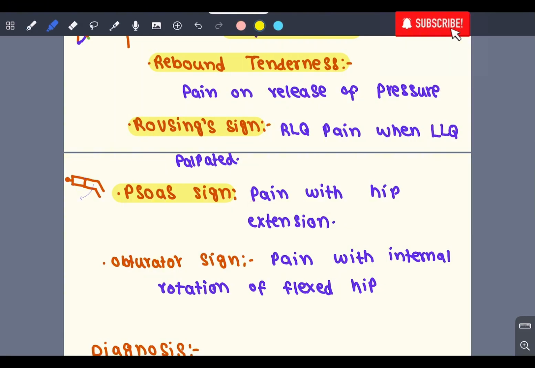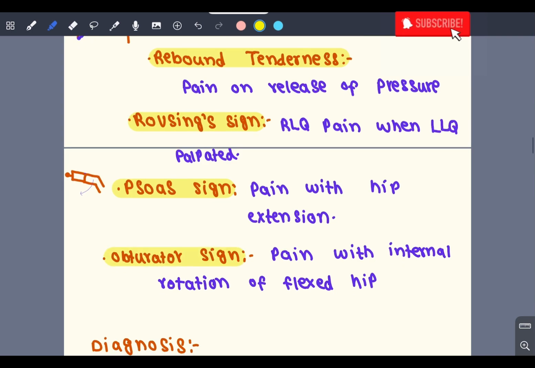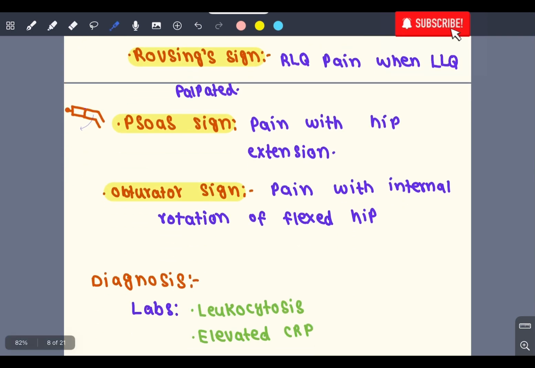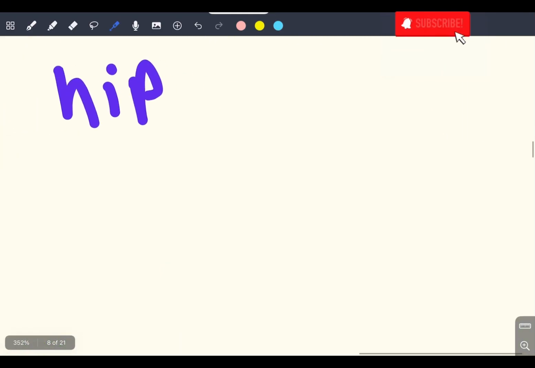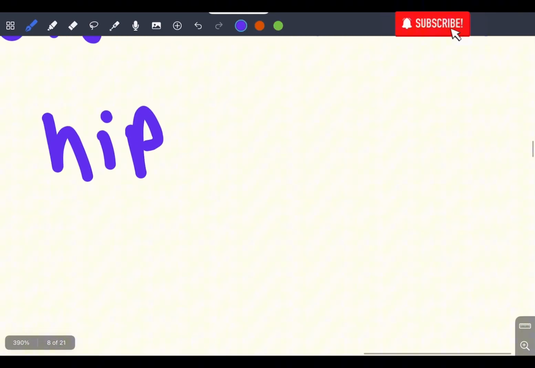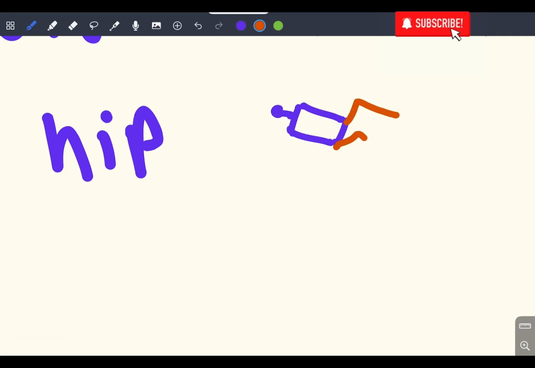Then we have another sign, that is Obturator sign. Actually, what is Obturator sign? It is a sign where there is pain with internal rotation of the flexed hip. Let's say we have a patient in the supine position. This is a patient in the supine position, and these are the legs of the patient that are flexed.